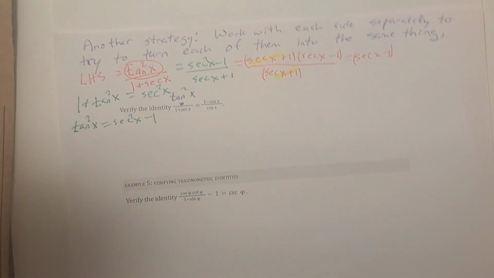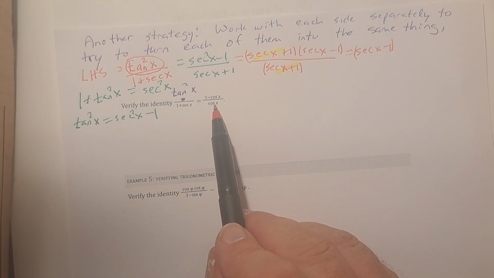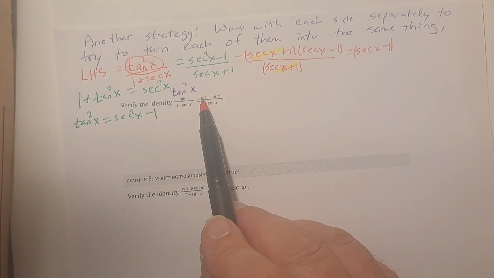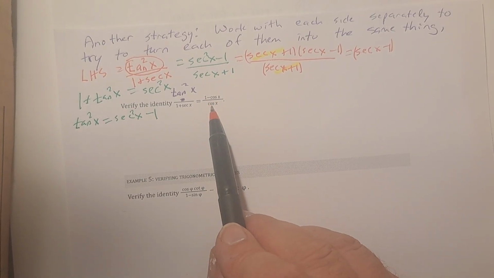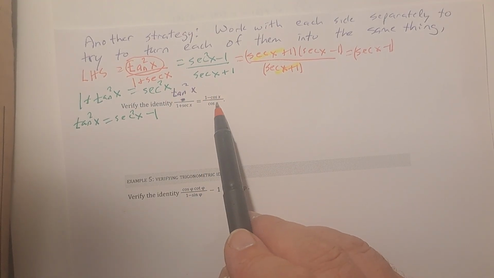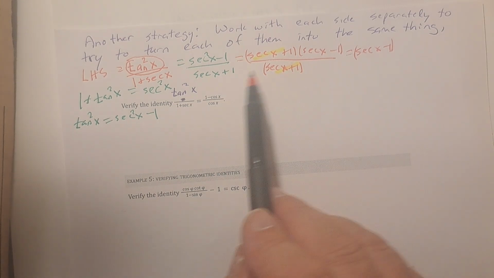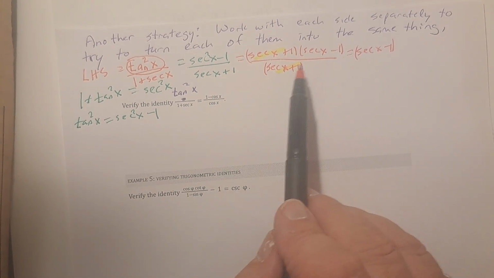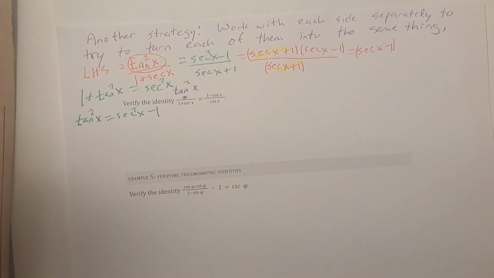Now, one thing I could do is I could try to keep manipulating until I got 1 minus cosine of x divided by cosine of x. Or I could just restart this thing with the right-hand side and see if I can't turn this into that, because if I transform both of them, they end up as the same thing, then the sides would have to be equal to begin with. So let's try that.